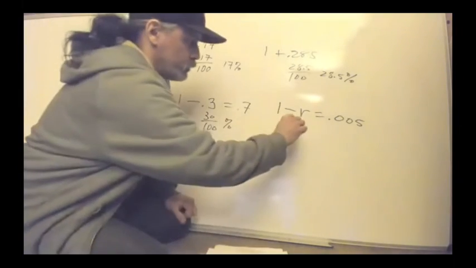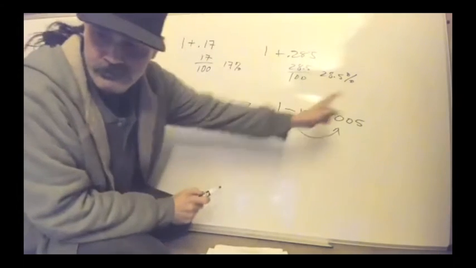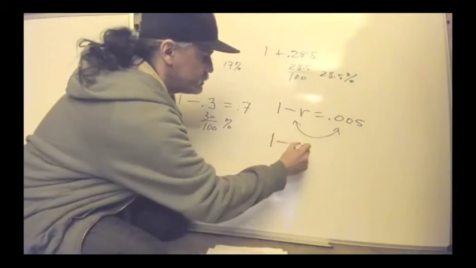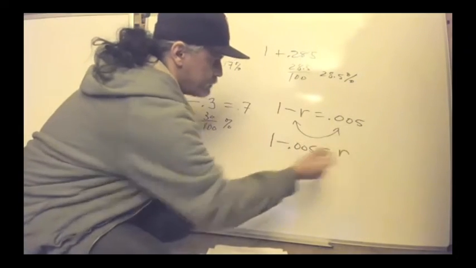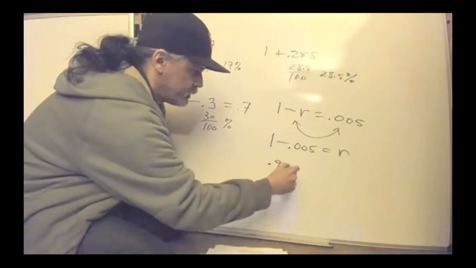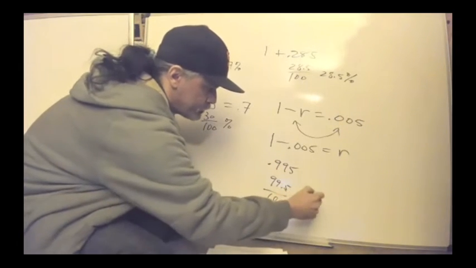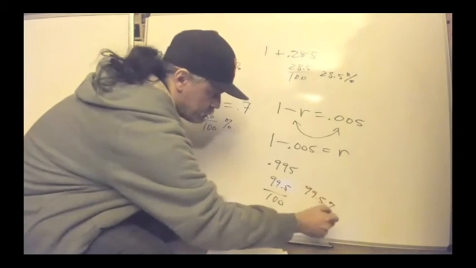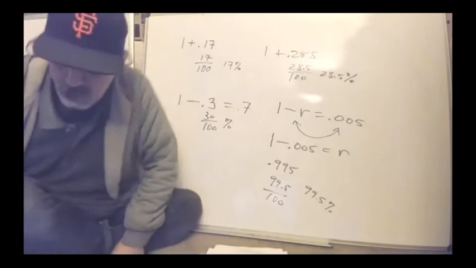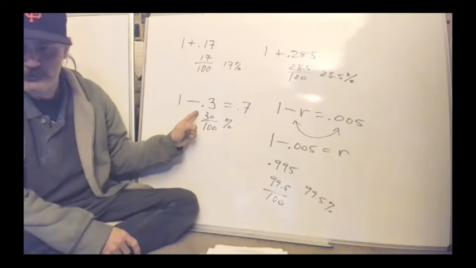So you just solve that. Now, a way you can do this, I call that a switcheroo. I'm going to put that on the other side, and I'm going to put this over here. And when you do that, you change the signs. So you can go ahead and do this. So 0.995, which is 99.5%. Now that was the trickier one, because of the small value. At least number 2 was a little easier.